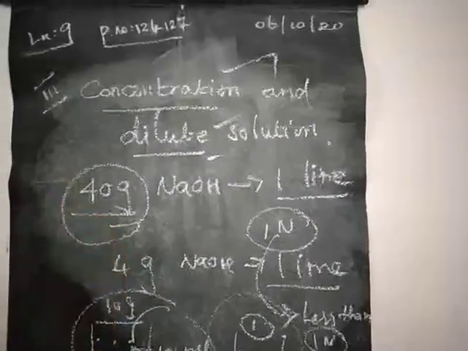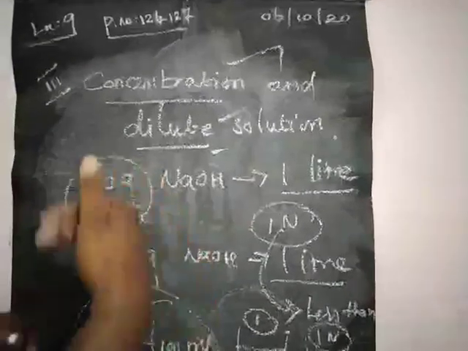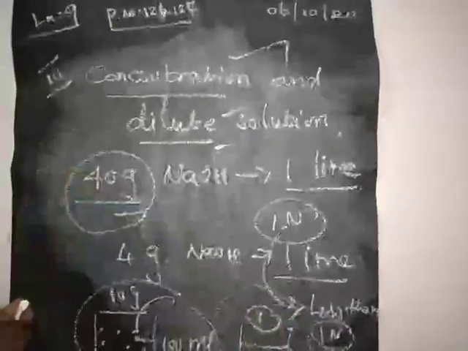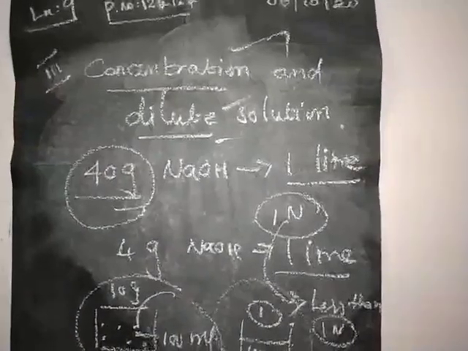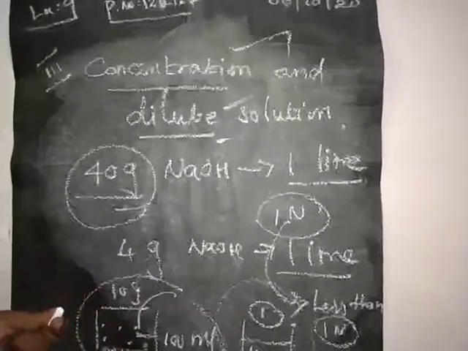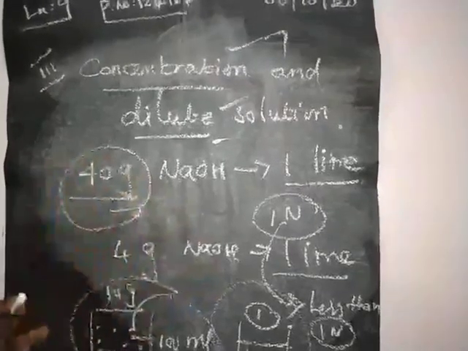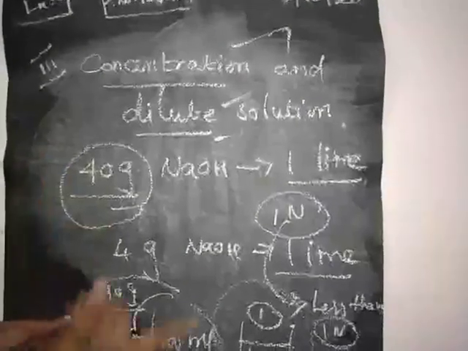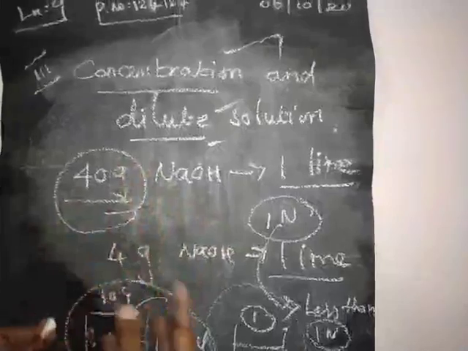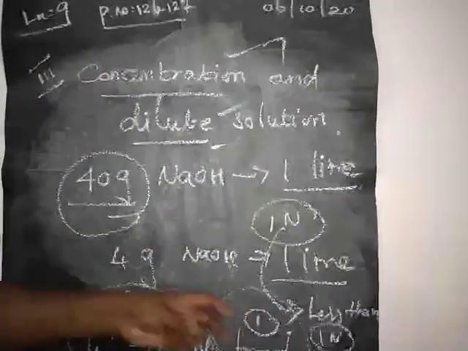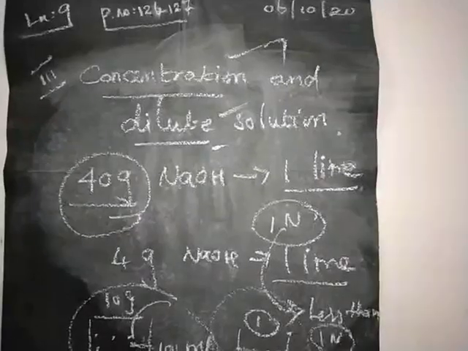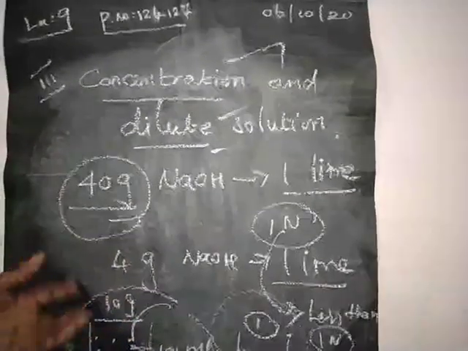So that's all the classification of solutions based on the different matters. First, based on the physical state; second, based on the solvent; third, based on the amount of solute present; fourth, concentrated and dilute solutions. The remaining part we will see in the next class.